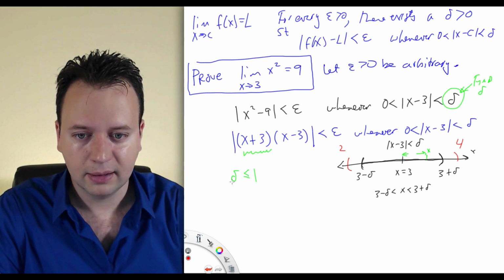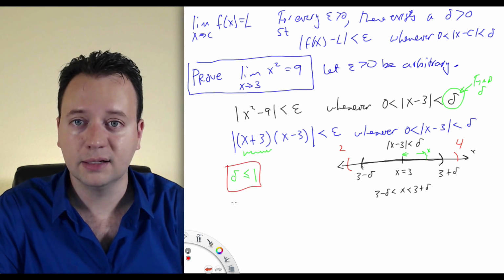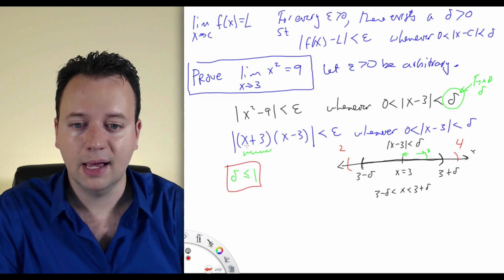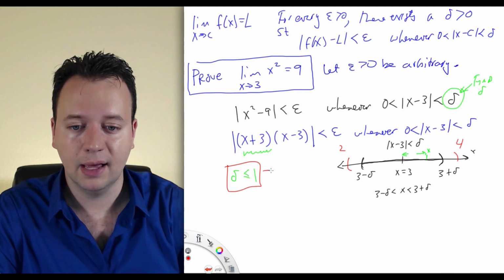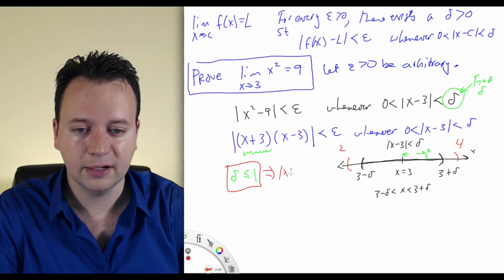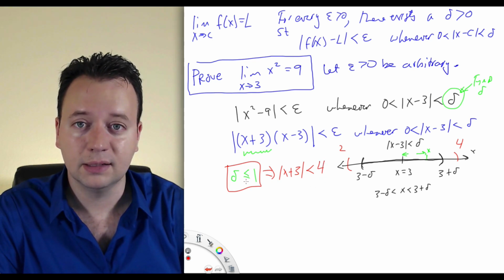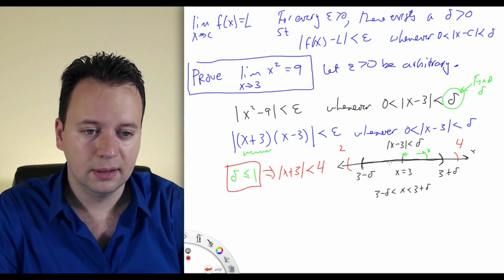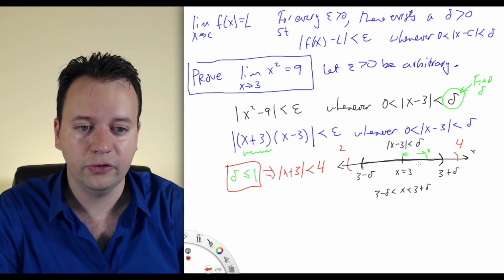So I'll let delta be less than or equal to 1, which means that x will then be less than 4, so x plus 3 has to be less than... Because if delta is less than or equal to 1, this interval is between 2 and 4, so x plus 3 will be between 5.